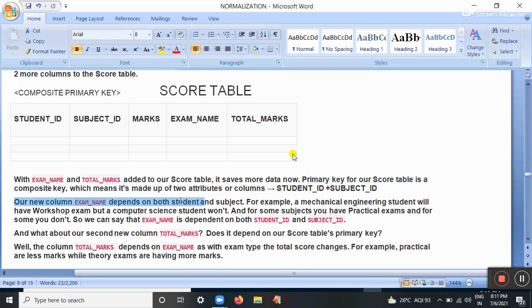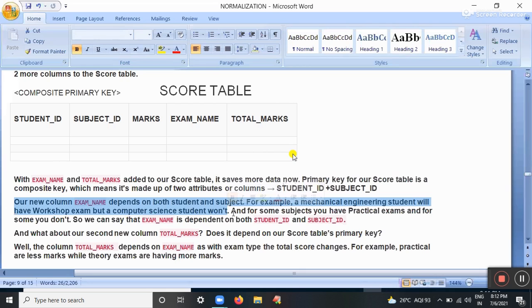And what next I'm saying, for some subjects you have practical exams, and for some subjects you don't have practical exams. So that means examination name is depending on both student and subject ID, but our second column, total marks, does it depend on our score table's primary key? Okay, so this point is not necessary for you.